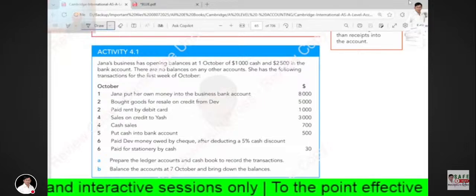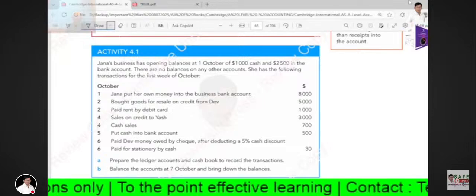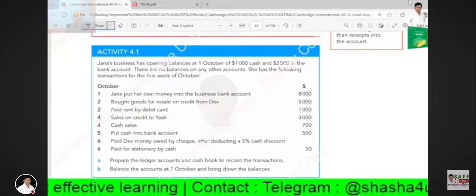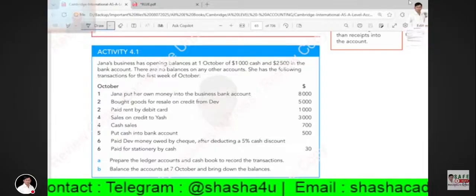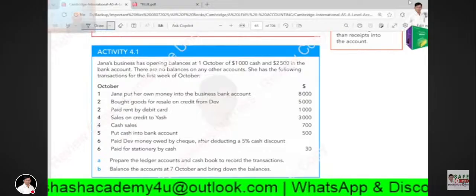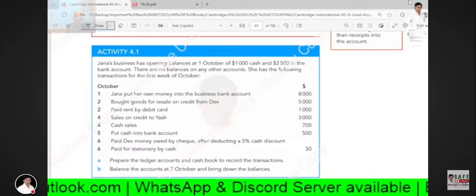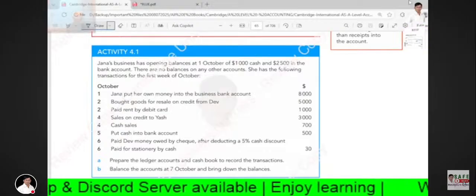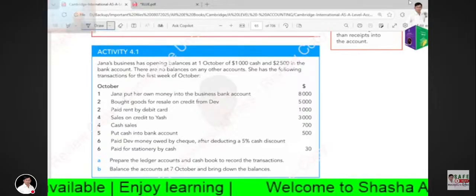So prepare the necessary accounts and cash book to record the transactions. Balance the accounts at 7th October and bring down the balances. So first let us make a list of ledger accounts.